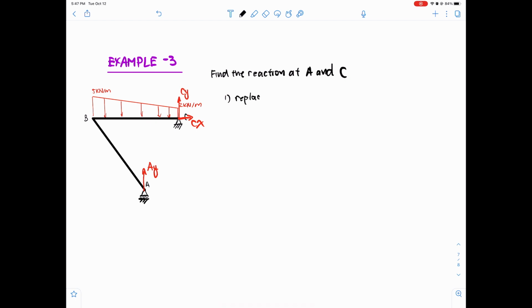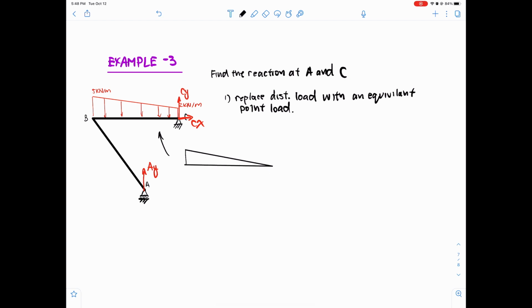with an equivalent, excuse the spelling, point load, okay? So what this means is basically, you'll see, okay? So right now, this might look kind of funky, being the 5 and the 2 here, but what that essentially is just a combined load. So you can think about it as a triangular load going like this and a rectangular load, all right?